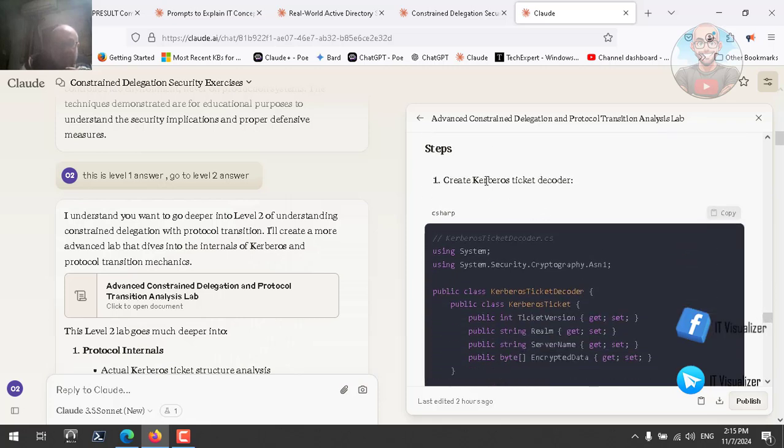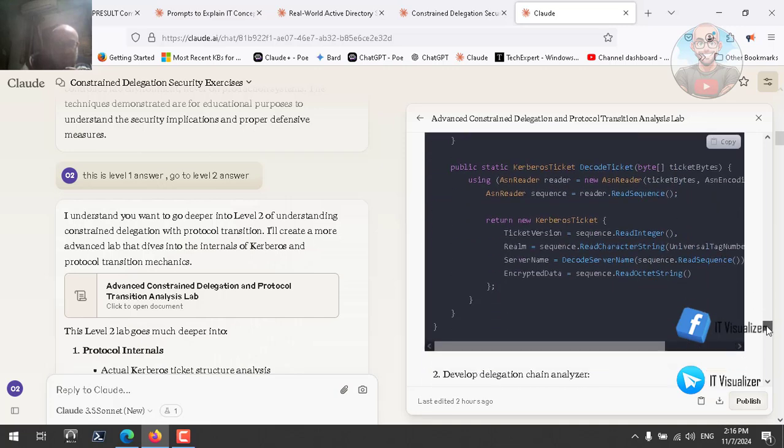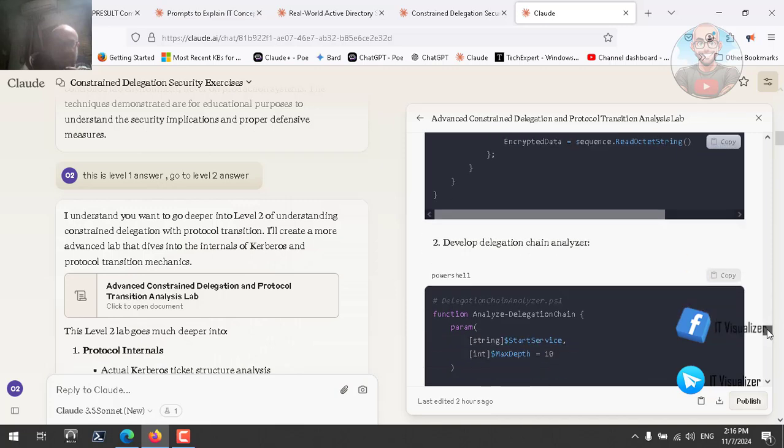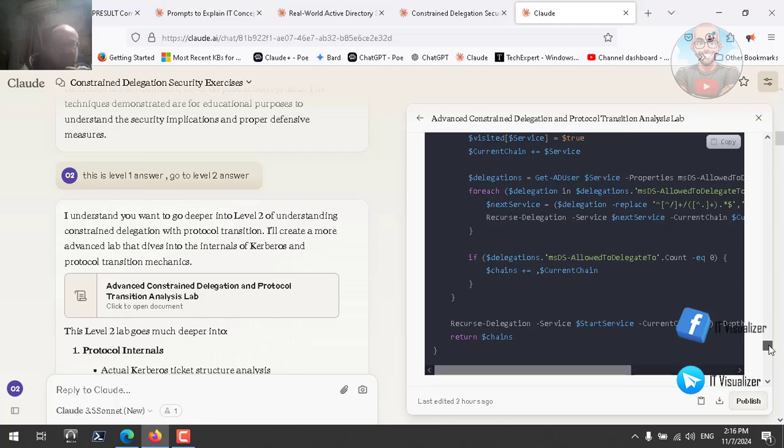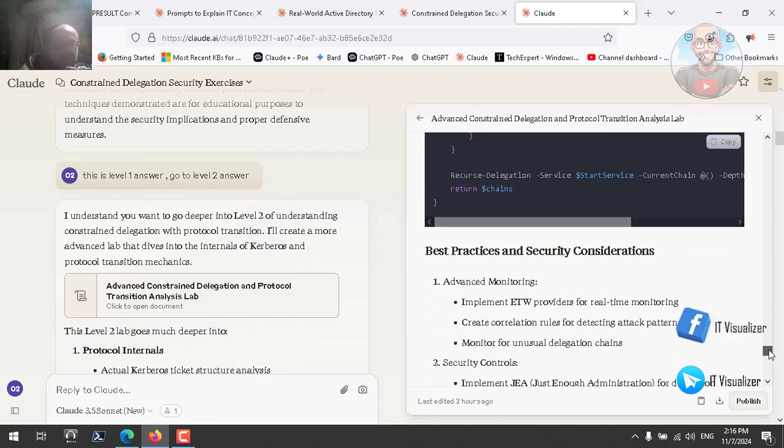So he creates a Kerberos ticket decoder, I think using maybe some C# tool, I think he's talking about. So this is a very, very advanced one. Okay, develop the delegation chain analyzer. As we can see here, this is going very deep. So this exercise is very, very deep.